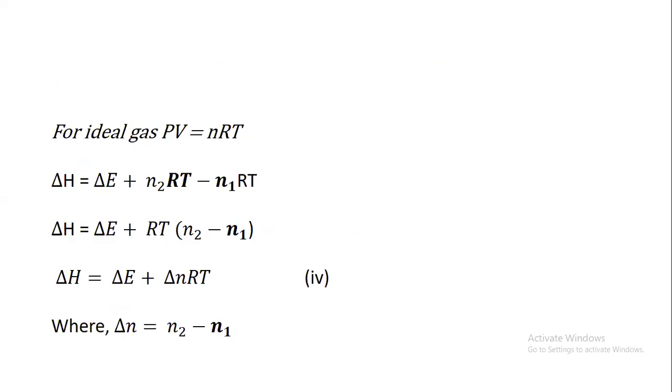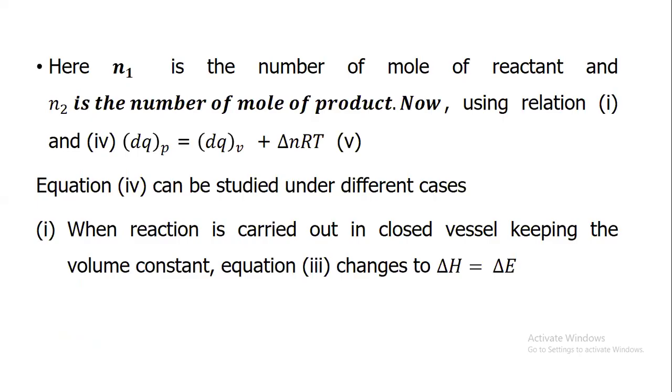For an ideal gas, the equation is PV equal to nRT. So we can write delta H equal to delta E plus n2 RT minus n1 RT. Delta H equal to delta E plus RT common, n2 minus n1. So delta H equal to delta E plus delta n RT, where delta n equal to n2 minus n1. n1 is the number of moles of reactant and n2 is the number of moles of product.